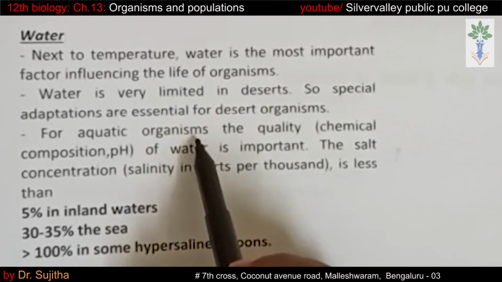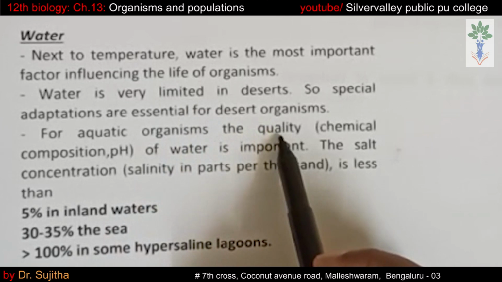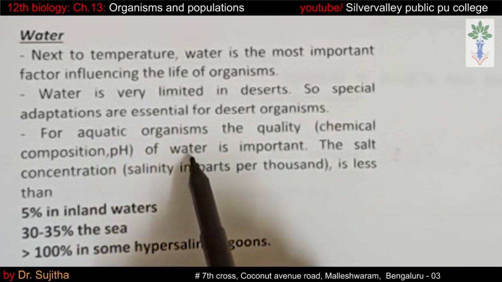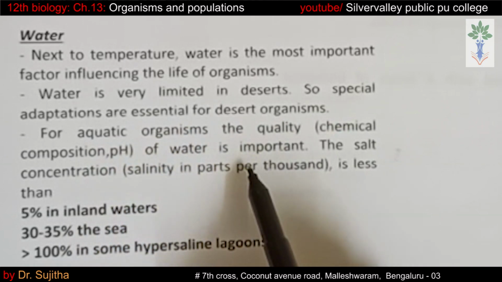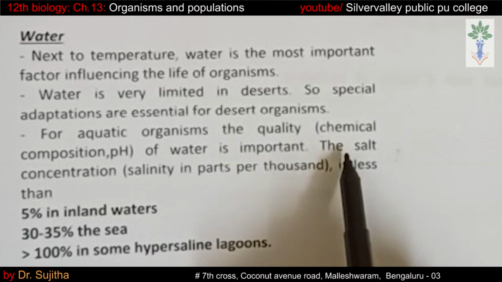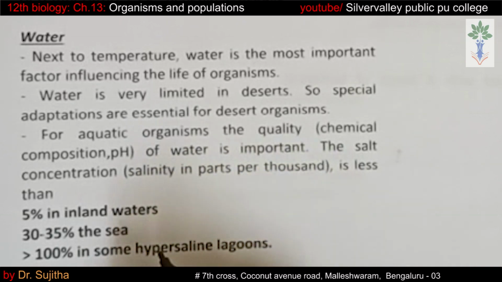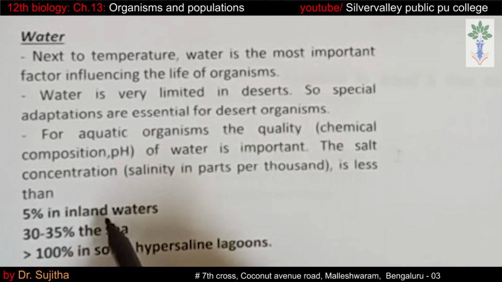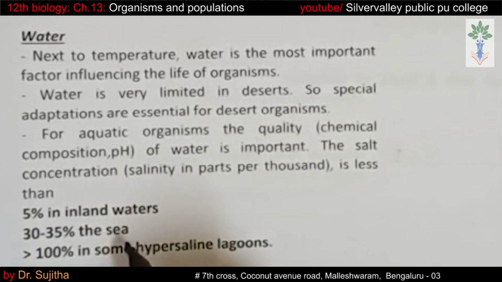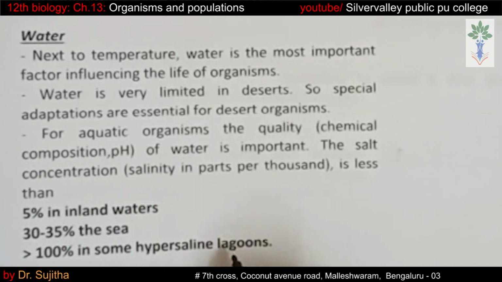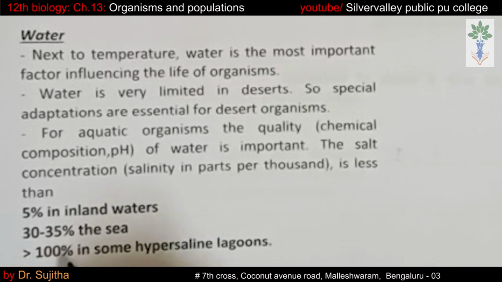For aquatic organisms, the quality of the water is very important, such as the chemical composition of the water and the pH of the water is extremely important. Apart from these things, the salinity of the water is also crucial. The salinity of the water is measured in parts per 1,000. In inland waters, the salinity is 5%, whereas in the sea water, the salinity is around 30 to 35%. Whereas in hypersaline lagoons, the salinity is greater than 100%.